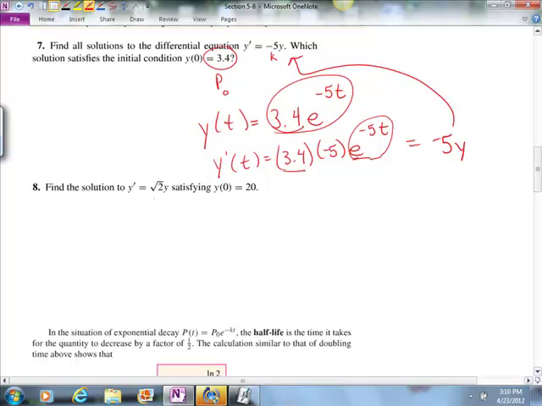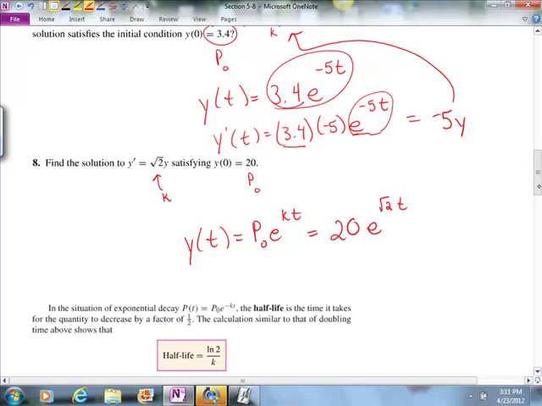Okay, so number 8 is going to be very similar. This is your k, square root of 2, and then 20 is your p naught. So you're going to have y of t, your original function, is just going to be p naught e to the kt, which in this case, p naught is 20, and then it's e to the square root of 2 times t. And so you should see that's pretty straightforward. If you take the derivative of that, you will get e to the square root of 2t times 20 square root of 2, which is what you started with there. So it's just helping you see how to plug these in.